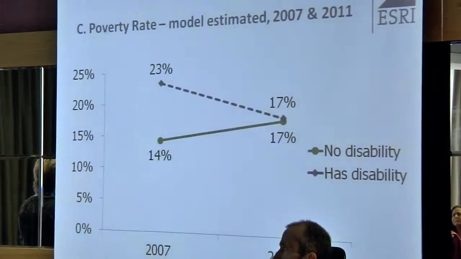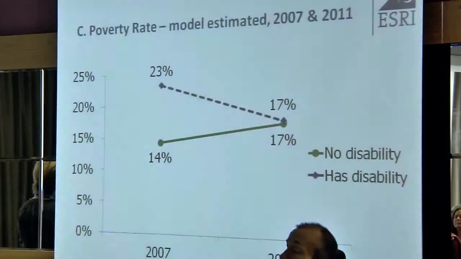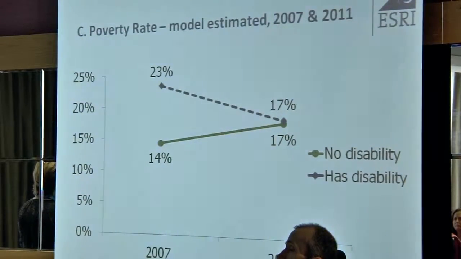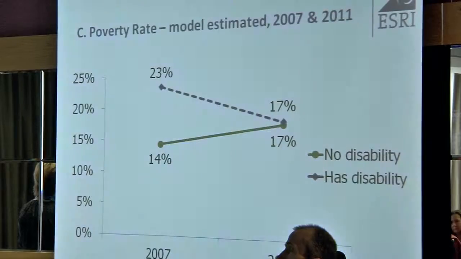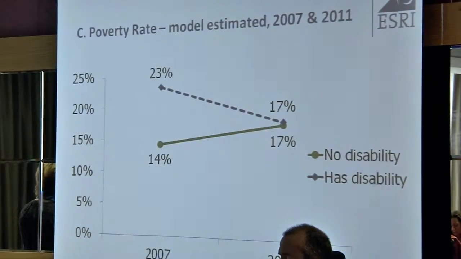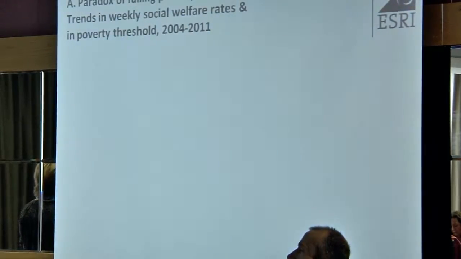What goes on here? In the same period, you actually had an improvement. This is purely income-based poverty. The income-based poverty rate of people with a disability went from 23% to 17%. How is that possible? It's a paradox. How could you have a falling poverty rate when there's a recession on?